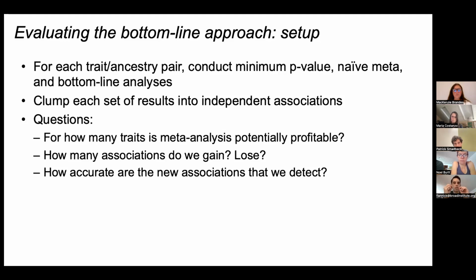The way we consider an association to be found in 2 studies is if the clumps overlap at all. So if the minimum p-value has a clump of 10 variants and the naive meta-analysis has a clump of 10 variants, and they share even 1 variant, we consider that to be catching this exact same signal.